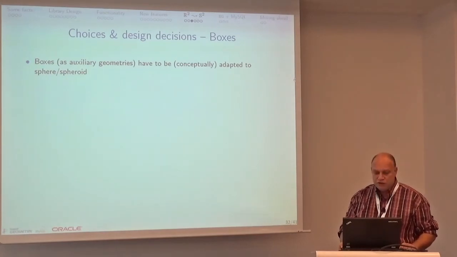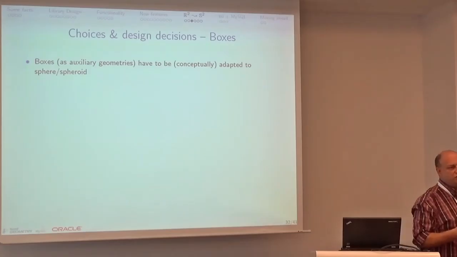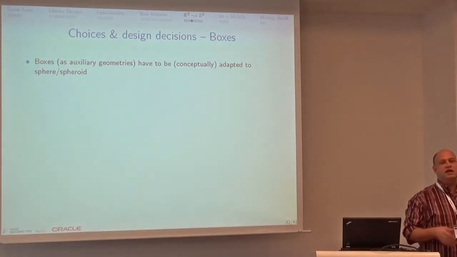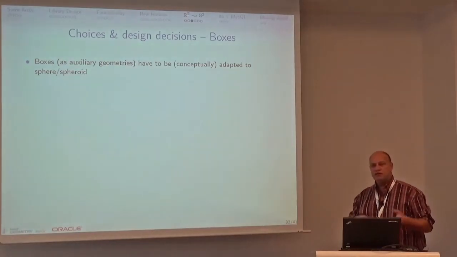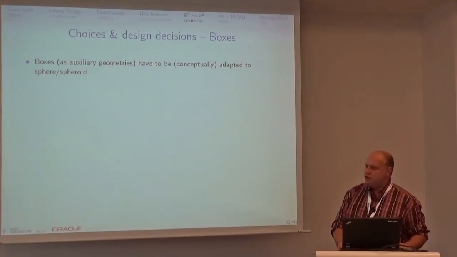So what about boxes? Well, boxes, as I said, are auxiliary geometries, but they're really important in the sense that this is what the R-trees are storing internally, and the R-trees and boxes are used heavily within the library for various kinds of computations.